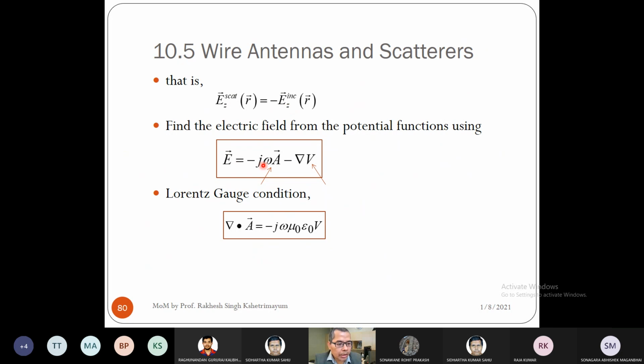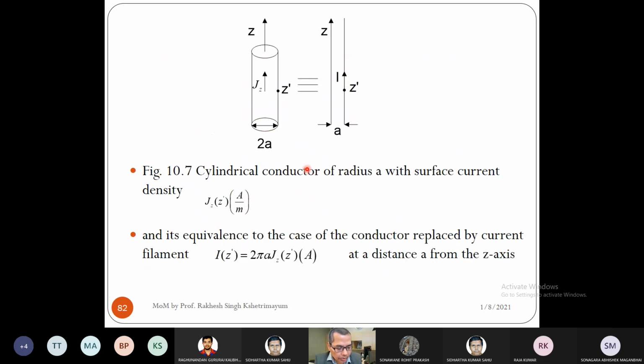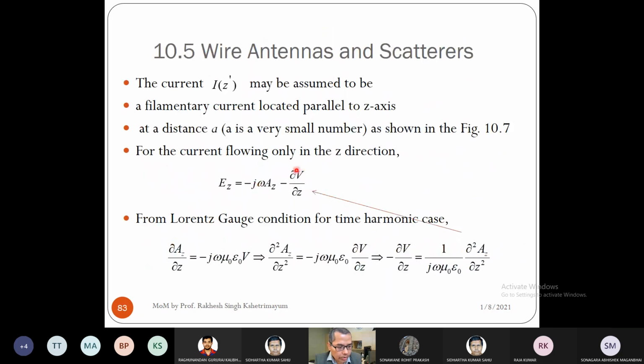So Ez should be equal to minus j omega Az minus del phi by del z. So we'll have only that for the z component. This del phi by del z I can also handle by applying the Lorenz gauge condition. What was the Lorenz gauge condition? Del dot A is equal to j omega mu epsilon 0 phi. There also I will have only one component because I'm interested in the z component. So I can find minus del phi by del z is 1 by j omega mu naught epsilon naught del square Az by del z square. So I can replace this.